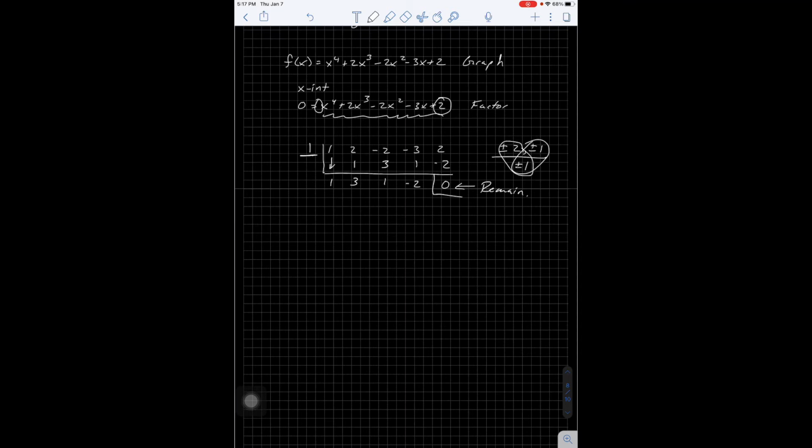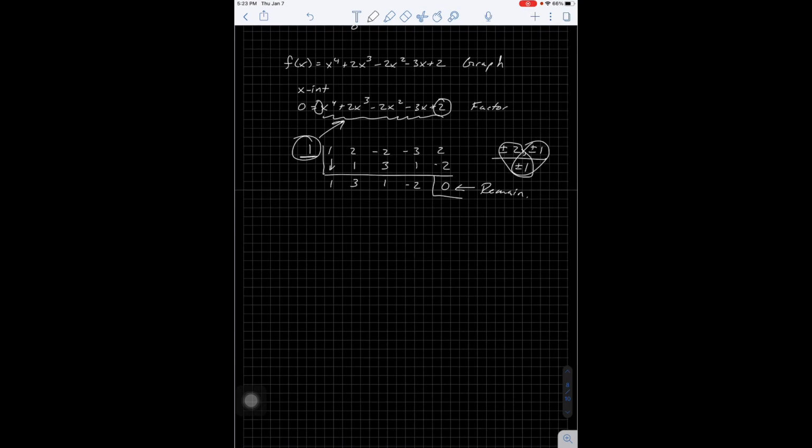Let's remember the format from our division problems. This means that my answer is going to have a constant term of negative 2, an x term of 1, an x squared term of 3x squared, and an x cubed term of 1. So this is my remaining polynomial.